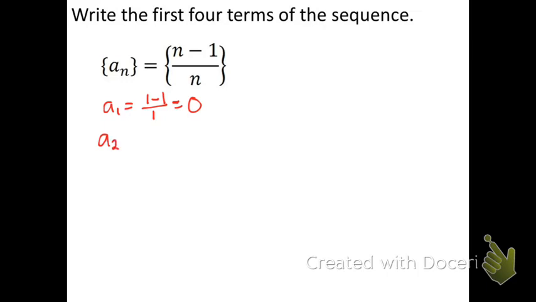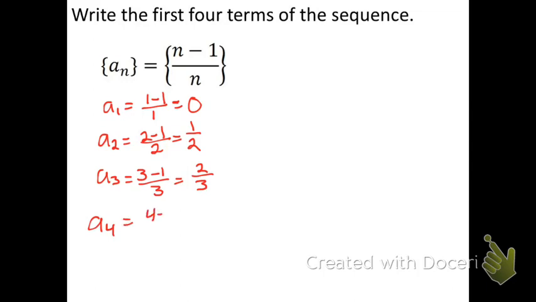How about our second term? So we plug in 2 for n. So we get 2 minus 1 over 2. And 2 minus 1 is 1. So we have 1/2. So our second term is 1/2. To find our third term, we're just going to plug in 3 for n. So we have 3 minus 1 over 3. 3 minus 1 is 2, so our third term, A sub 3, is 2/3. And then A sub 4, plug in 4 for n. So 4 minus 1 over 4, which is 3 over 4. So our fourth term, or A sub 4, is 3/4.